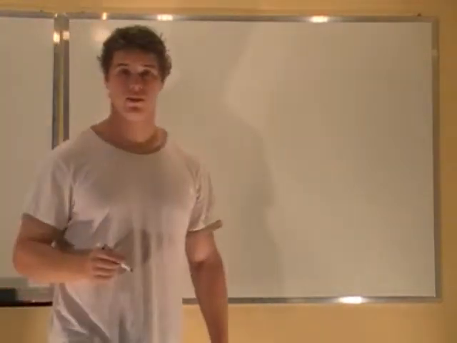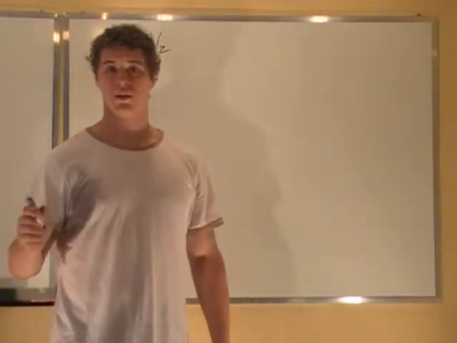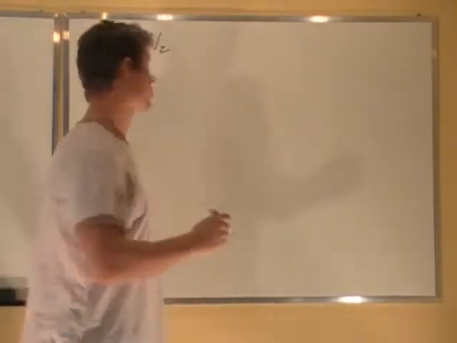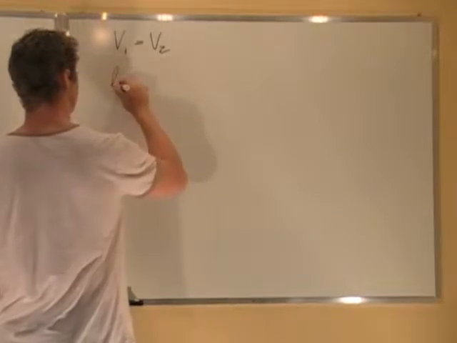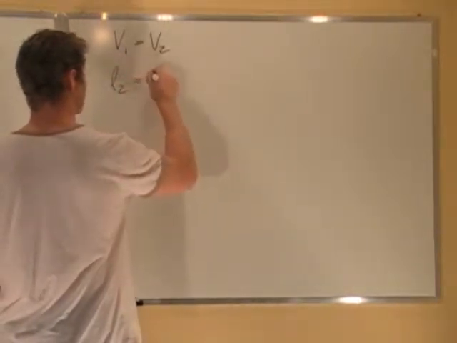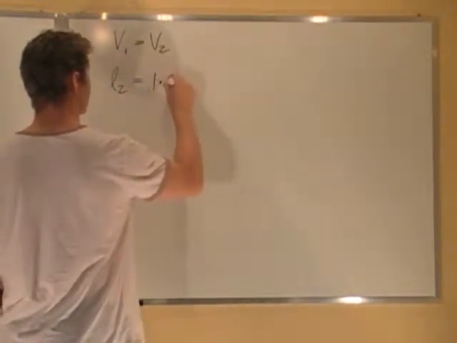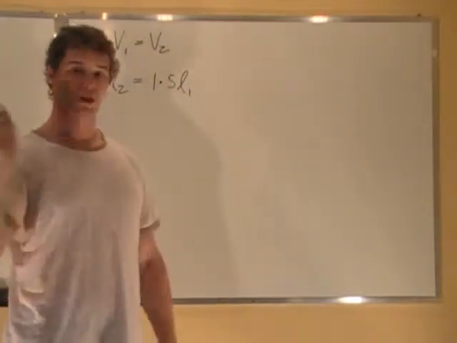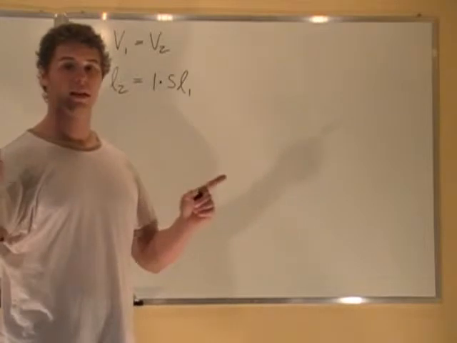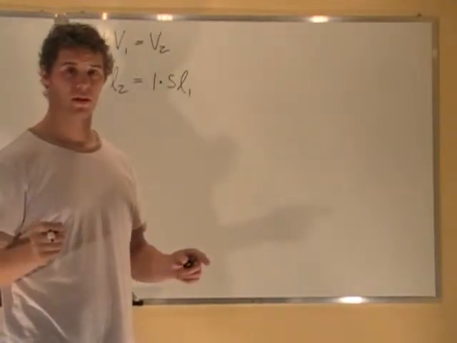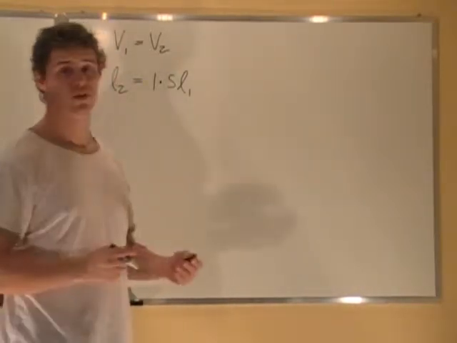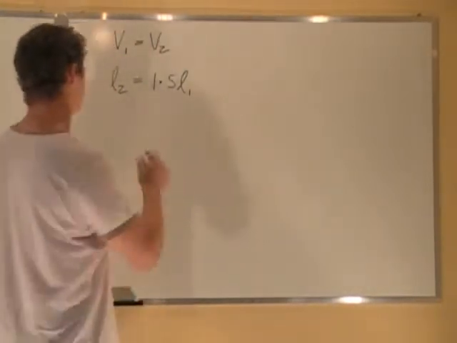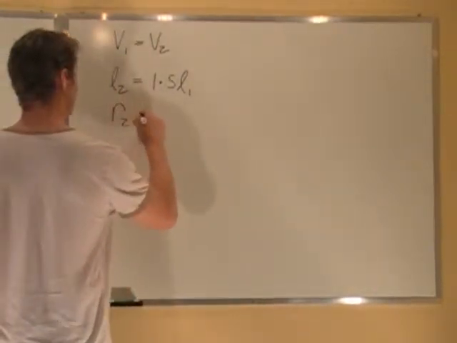The second piece of information is that the second string is 1.5 times the length of the first string. So we can say the length of the second string is 1.5 times the length of the first string. Now, since she's spinning in a circle, the length is actually going to be our radius. So when it comes down to centripetal acceleration, v squared over r, the length L is just going to be the radius. R2 is 1.5 R1.